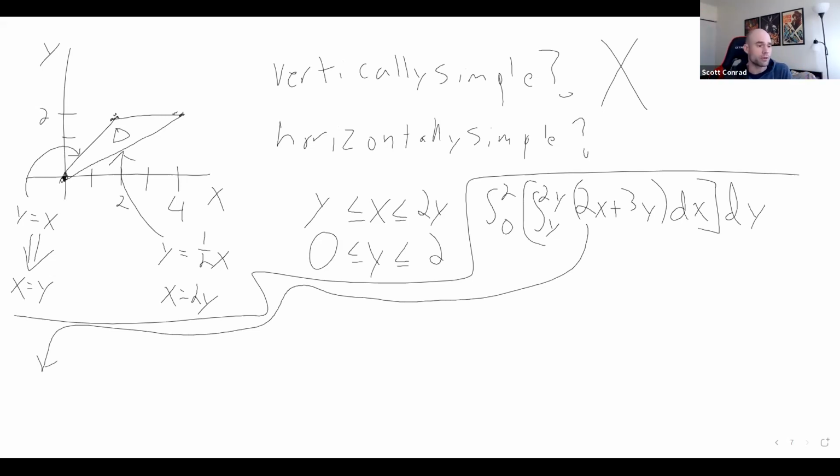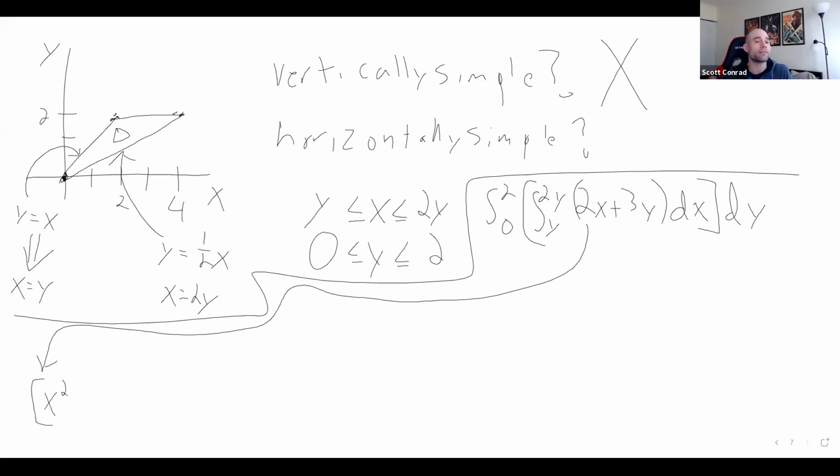So let's evaluate this inner integral. Okay, so 2x plus 3y. We're integrating with respect to x, so we're treating y as a constant, integrating as usual with respect to x. What happens to 2x when we integrate it? X squared. Right, we get x squared.